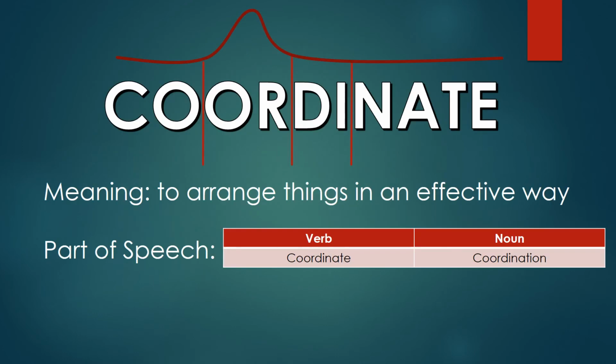If you said that coordinate was the verb form and coordination was the noun form, you're correct. And you may have also used the helpful hint at the end of the word coordination, T-I-O-N, to help you understand that it was a noun.